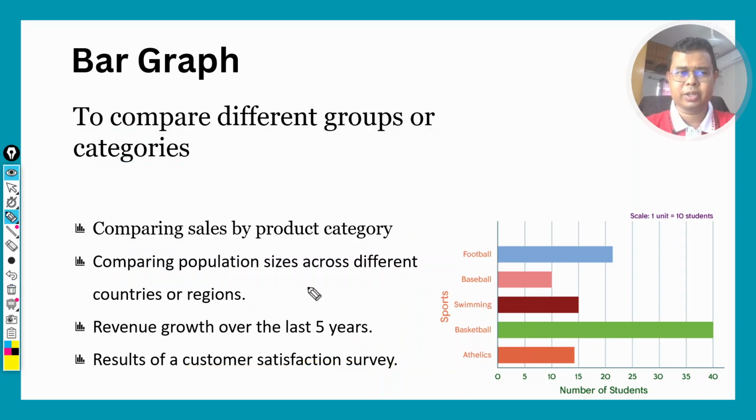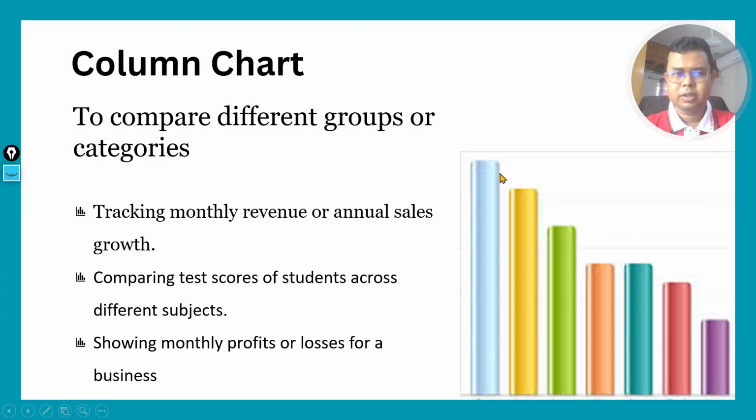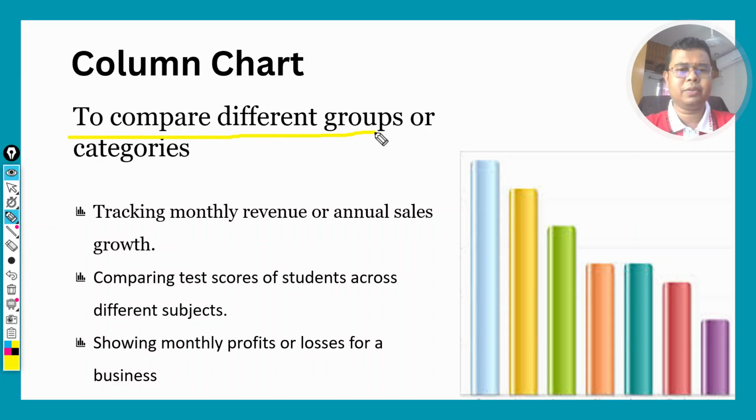Next we can go to the column chart. Honestly, it's the same: here, to compare the different groups of categories. So the bar chart and column chart are quite the same. It's all about the arrangement. Would you like to see your graphical presentation vertically or horizontally? If you see it vertically, it's a column chart, or horizontally, it's a bar chart.